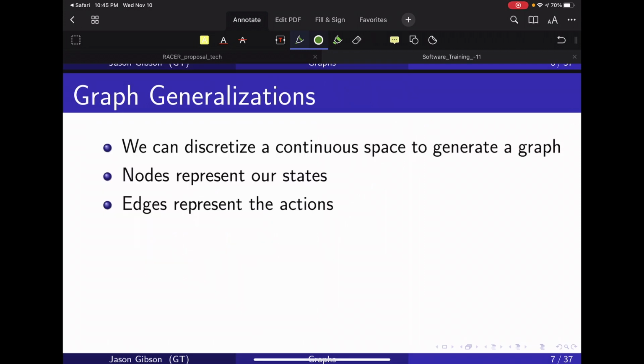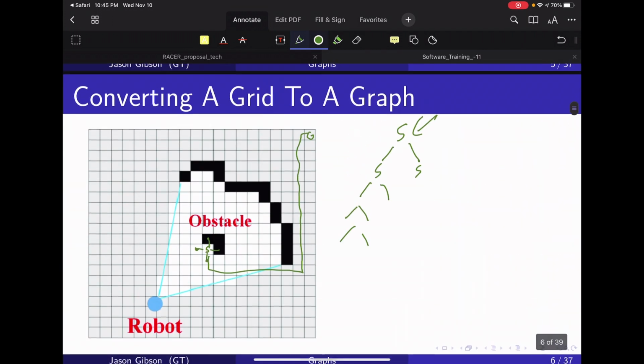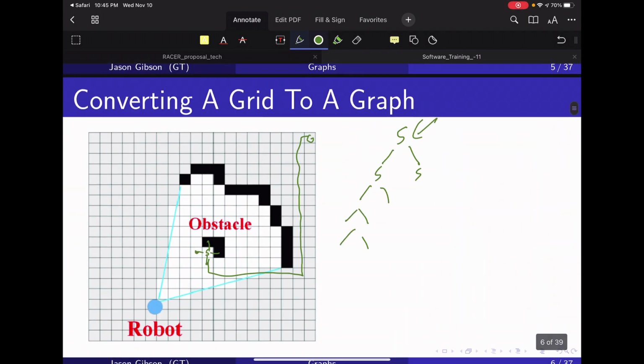The graph generalizations that are really important include the fact that we can discretize a continuous space. That's what we did in this prior example here. We really have this robot that can be anywhere on the XY plane. We discretize that XY plane into discrete cells and then represent the occupancy of each grid cell, and then say there is a valid edge if two grid cells are adjacent and one is not an obstacle.